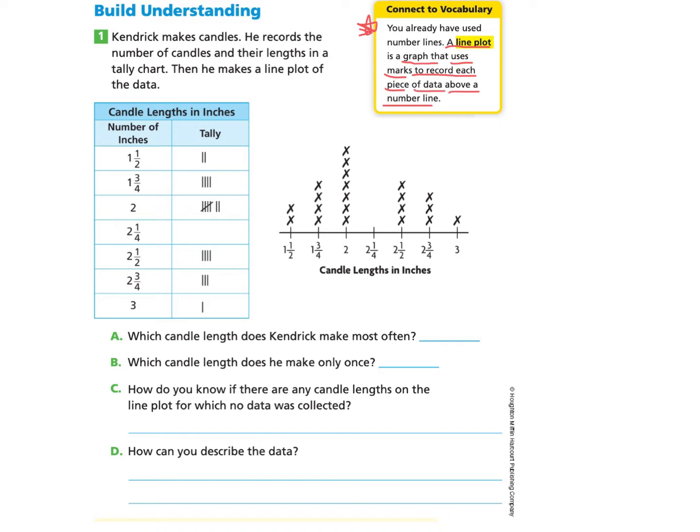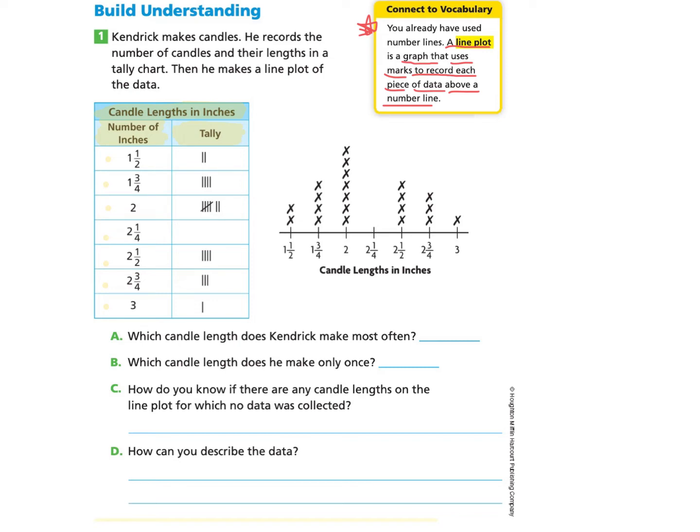Okay, so let's take a look at our two graphs. We have the candle lengths in inches graph here. And we notice that the number of inches is the measurement. And on the other side, it's the tally. That's the number of candles that are that length. And so we have 1, 2, 3, 4, 5, 6, 7 different measurements. And we have the amount of candles that were that measurement on the other column under tally.